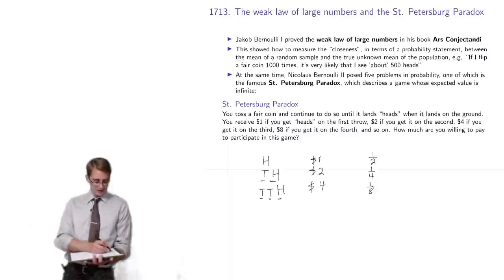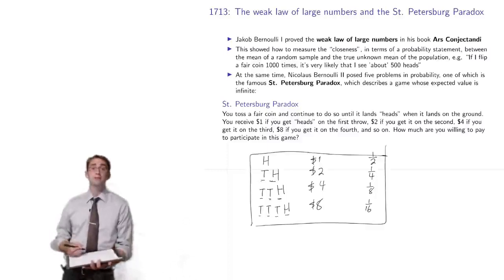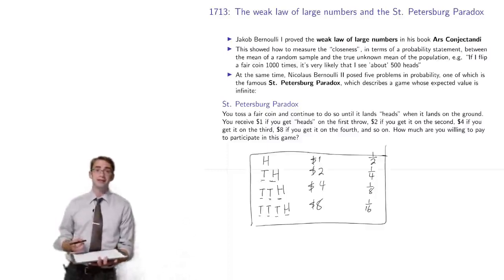One more example. I think you see the pattern. I'm going to get $8 if heads occurs on my fourth flip, which would be tails, tails, tails, heads. What's the probability of that happening? Of course, it's 1/16, because I'd see tails 3 times, with 1/2 probability for each of those, followed by heads. So things would proceed in the manner that I've written down here.